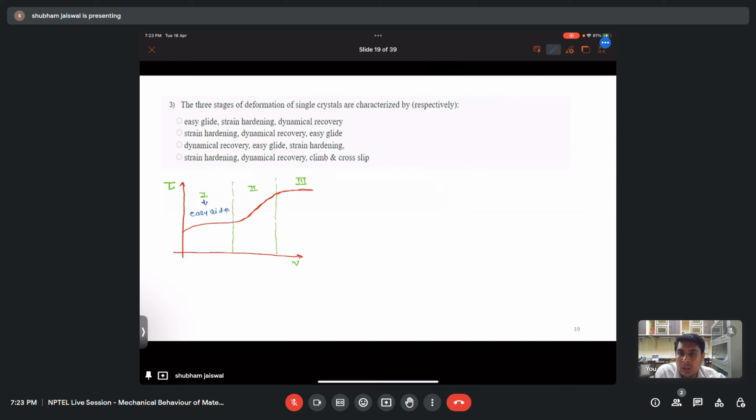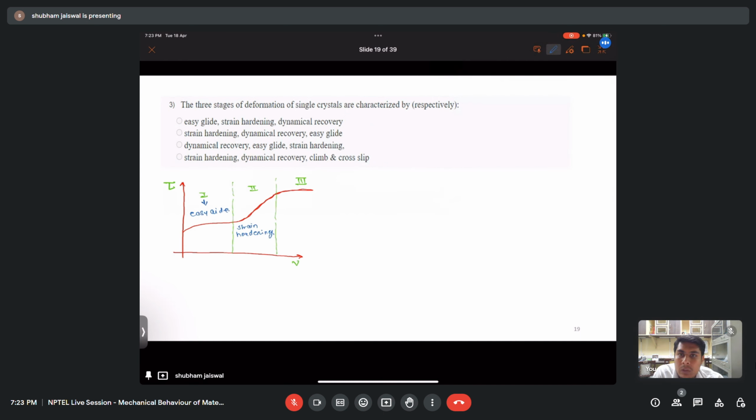glide. Okay, so now in second stage, as you can see that with increase in the strain the strength of the material is increasing, and we can see almost linear relationship. So it means the strain hardening is taking place in this stage. So strain hardening.